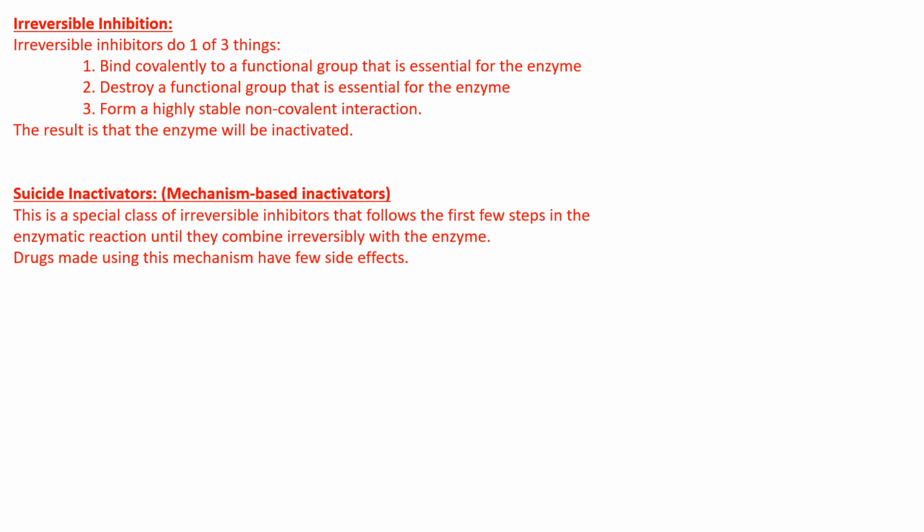So irreversible inhibition. Irreversible inhibitors do one of three things. They bind covalently to a functional group that is essential for the enzyme, or they destroy a functional group that is essential for the enzyme, or they form a highly stable, non-covalent interaction. The result is that the enzyme will be inactivated. So with irreversible inhibition, you can inactivate the enzyme by one of these three mechanisms.